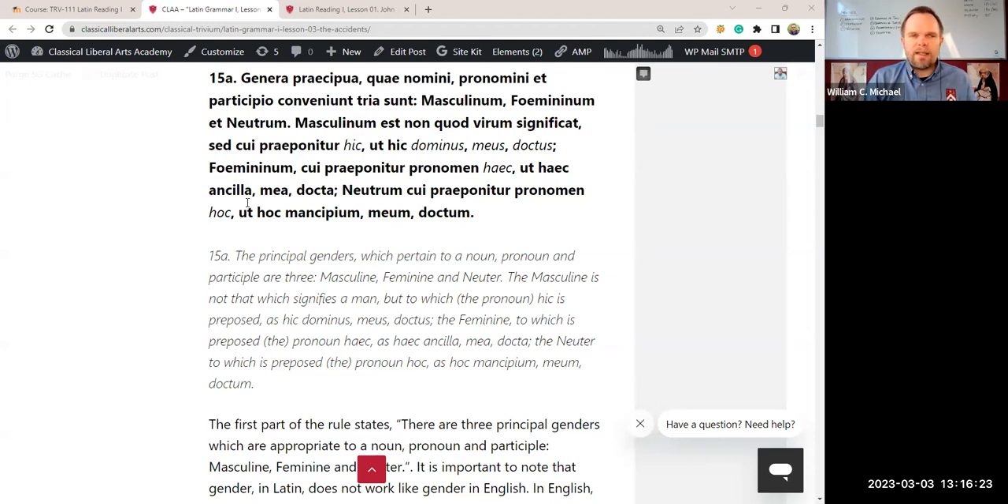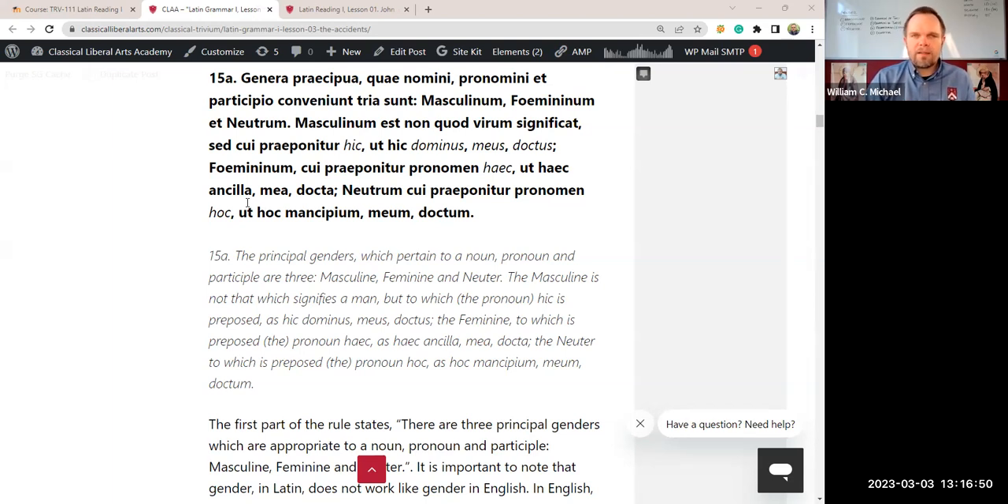All right, having said that, there are 3 main genders. Really, there are only 2 main genders. The 2 genders are masculine and feminine. And then there's a 3rd gender that's not really a gender, because it's the word that means neither. It's neuter. So we've got 3 main genders, but really only 2 of them are genders. The other one is not gender.